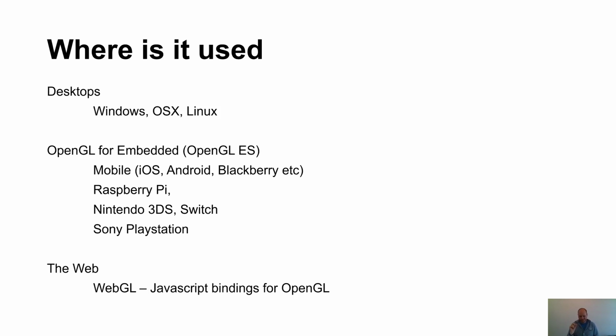OpenGL is used in most places. It's supported on Windows, OS X, Linux. We also have what's called OpenGL for Embedded, or OpenGL ES, or GLES for short. So you'll find it on iOS, on Android, on Blackberries, even on the Raspberry Pi. A lot of consoles use it, and even the web.